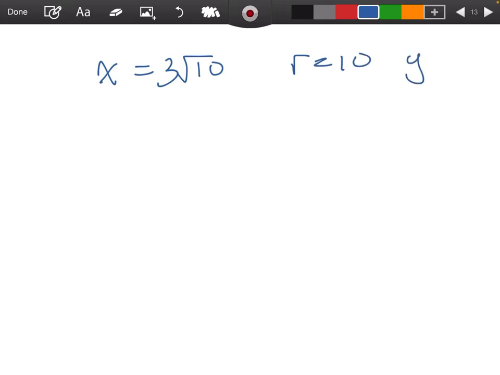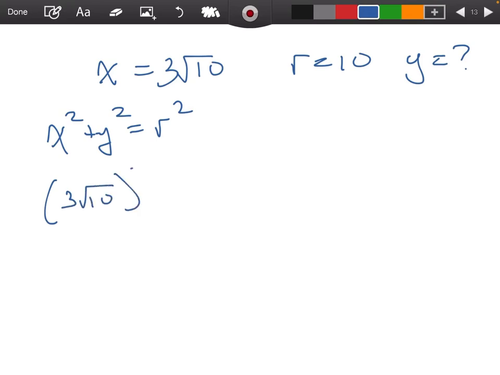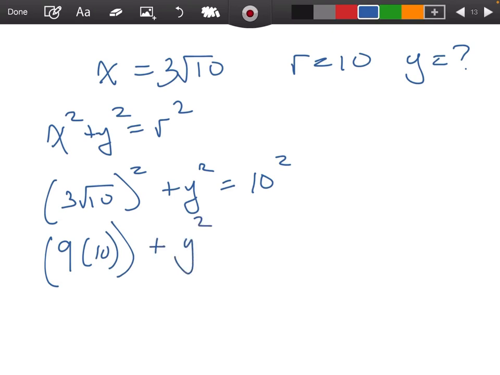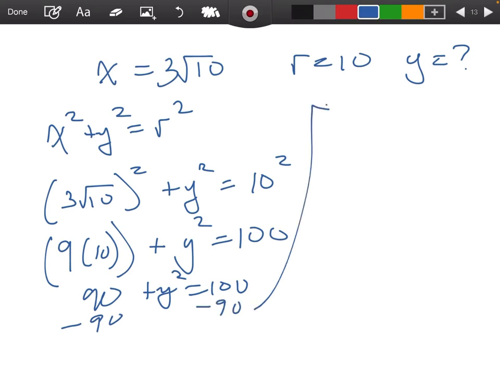And what I want to do, y'all, is see if we can find a value for y. So with the Pythagorean theorem, we have x squared plus y squared equals r squared. So we have 3 square root of 10 squared plus y squared equals 10 squared. So this is going to give me 9 times 10, plus y squared equals 100. And 9 times 10 is 90, plus y squared is equal to 100. So if we subtract 90 on both sides, we get y squared is equal to 10. So then y will be the square root of 10.